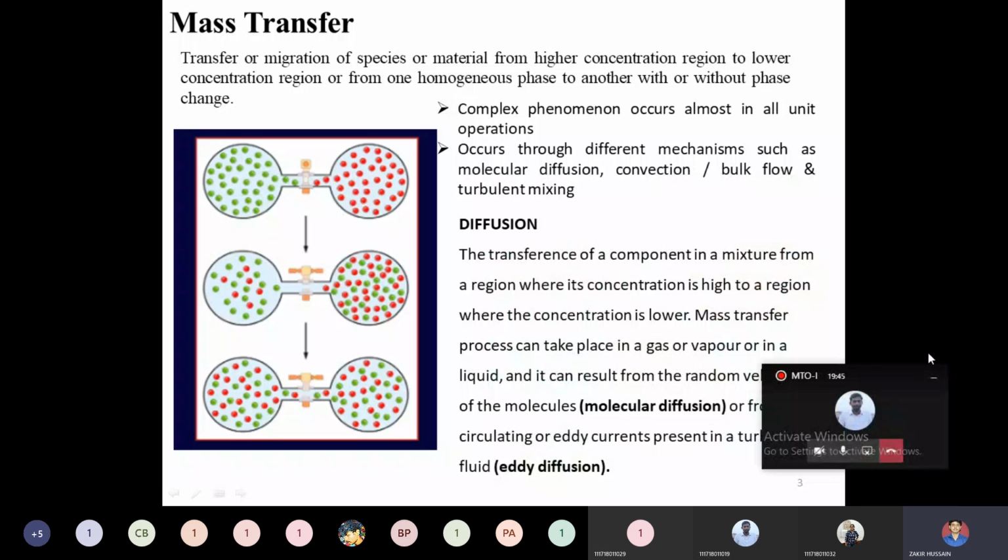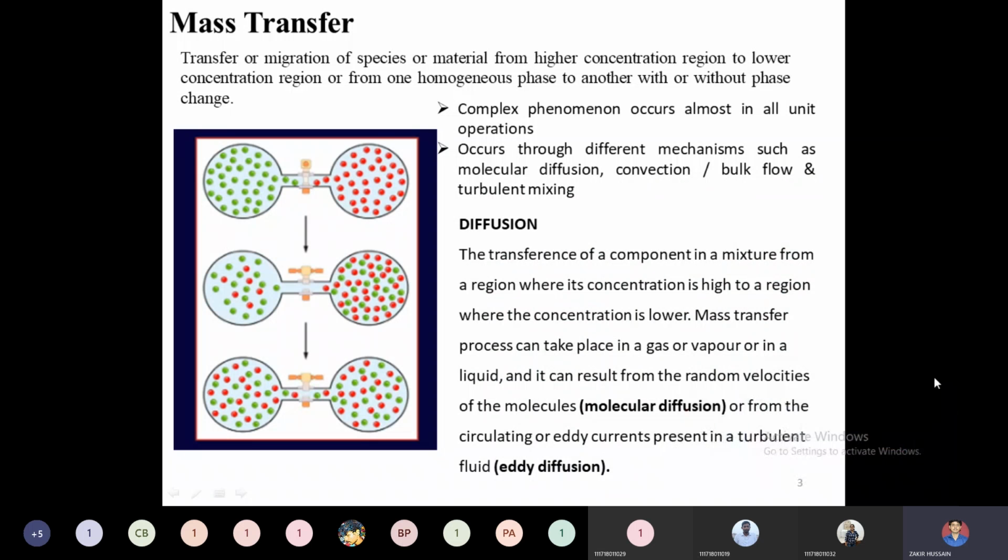When there is tight packing between the particles, the diffusion that takes place is called eddy diffusion. It occurs due to circulatory or eddy currents, or some packets that are formed. Those packets are responsible for the diffusion process.